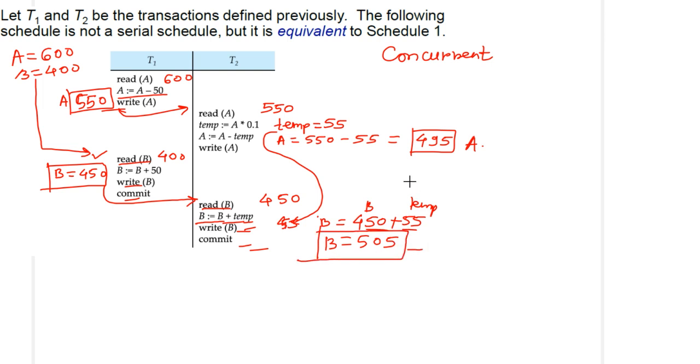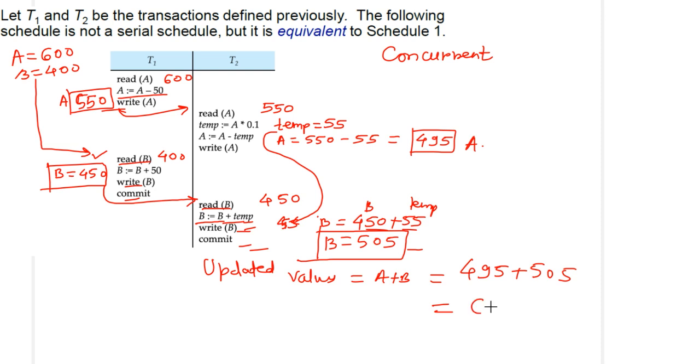So this is the final value of B. Now add the final value of A and the final value of B. So the updated values of A plus B is equal to 595 plus 495. Okay, so here 495 plus 505, so that will be equal to 1000. Okay, so this is 1000.